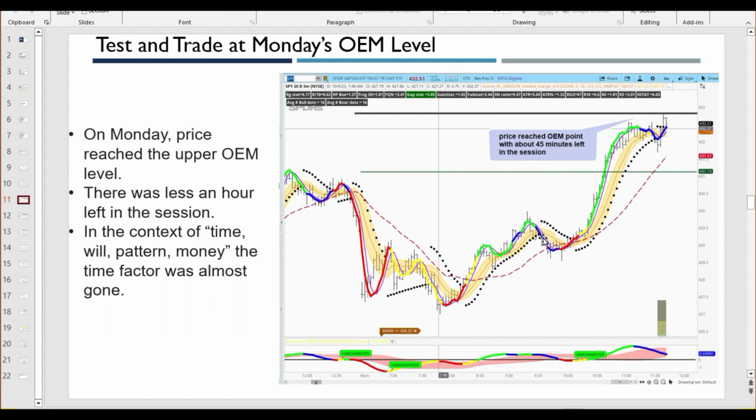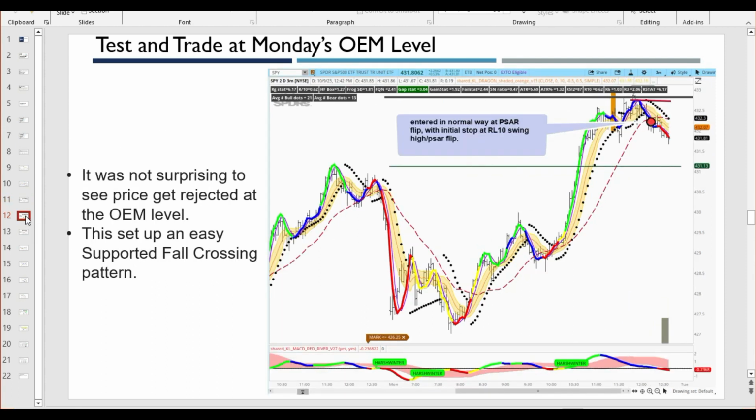So if we look at our context of using time, will, pattern, money, in this example, the time factor was almost gone, right? We only had 45 minutes left in the session. Nevertheless, we did trade it, and we just used the simple sniper kind of rules, or Kata challenge PSAR flips. So when the PSAR flipped, we entered a short.